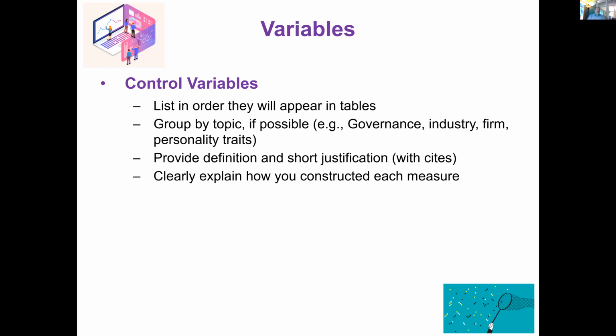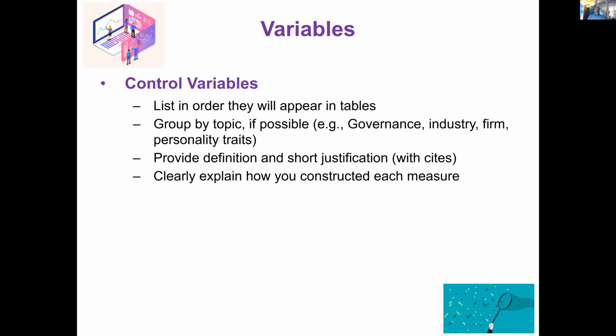Finally, the control variables, again, list them in the order that they're going to appear in your tables. If possible, I suggest grouping them by topic if there are kind of themes. So let's say you're studying executive compensation. You want to have a certain group of corporate governance variable controls, and so you include them. Or you need a set of industry controls or firm level controls, other things about the firms that you're controlling for, or personality traits or other individual characteristics. If you can group them and describe them that way, then it helps a reader see the relationships and the roles amongst the different control variables.